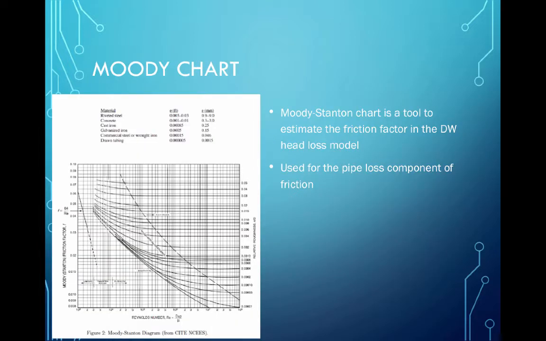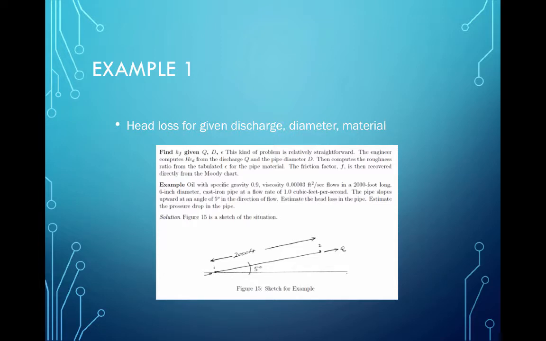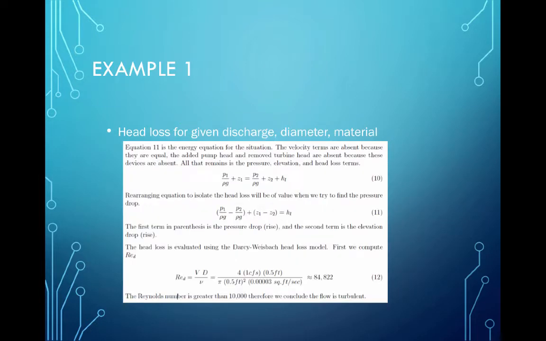One way to do it that you did in fluid mechanics was using a Moody chart. There were three classical examples. The first one is here, pumping oil uphill. And what you would do is apply the energy equation. Because it's constant diameter, the two velocity components cancel one another out, and all you have is static head to the left equals static head to the right plus head loss. Rearrange the equation, and then we can find the pressure drop.